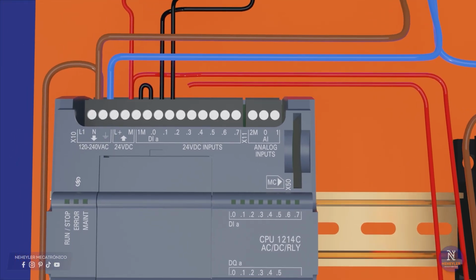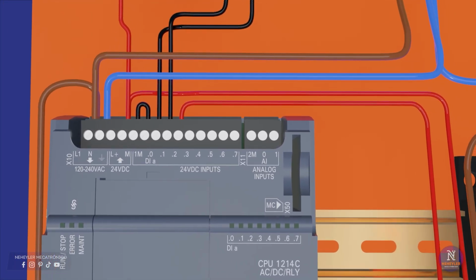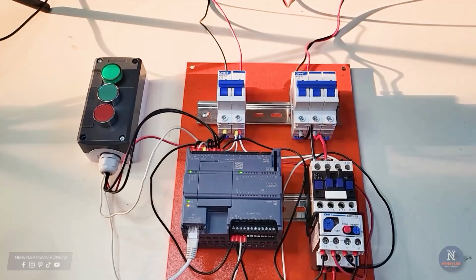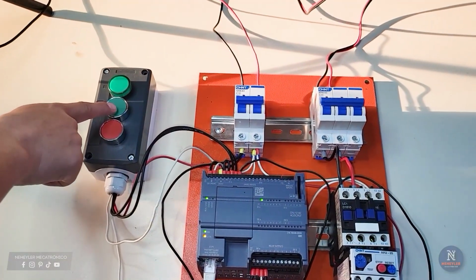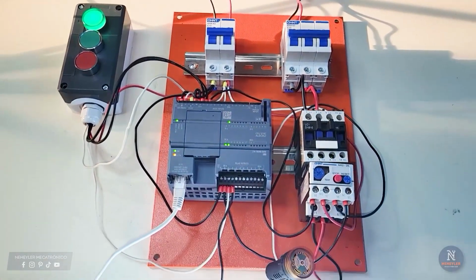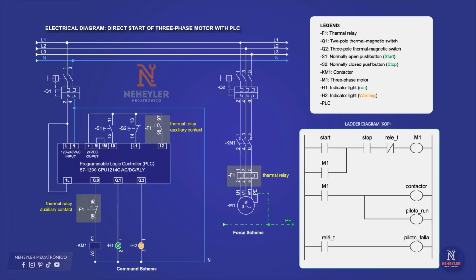This video will explain how to wire and use a programmable logic controller or PLC together with a contactor and thermal relay to start a three-phase or single-phase electric motor. Here we show the diagrams for both control and power and the devices that are needed to implement this circuit. We can see that in the control diagram a PLC is used, which uses the graphical contact language known as ladder or KOP.